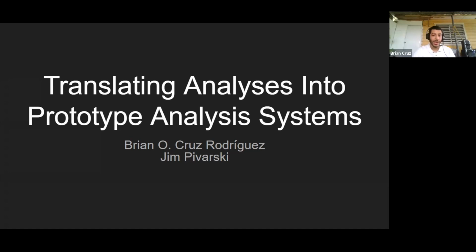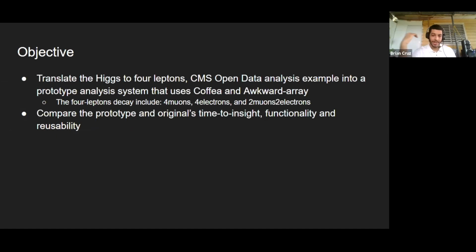As the title suggests, my IRIS-HEP project is to translate an analysis into a prototype analysis system. More specifically, it is to translate the CMS Open Data Higgs to 4-lepton analysis example from its C++ code to Python code that uses Coffea and Awkward Array. The 4-lepton decays that I will show and perform the analysis on are the 4-muons decay, 4 electrons, and 2 muons, 2 electrons. Additionally, I will compare the prototype and original analysis systems on time to insight, functionality, and reusability.